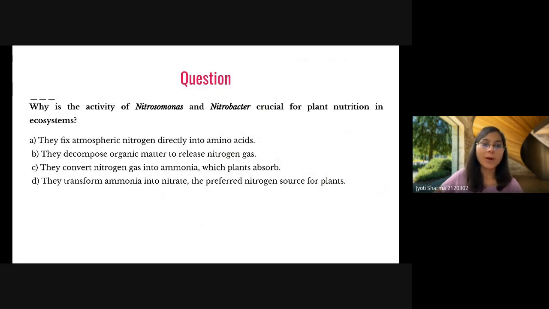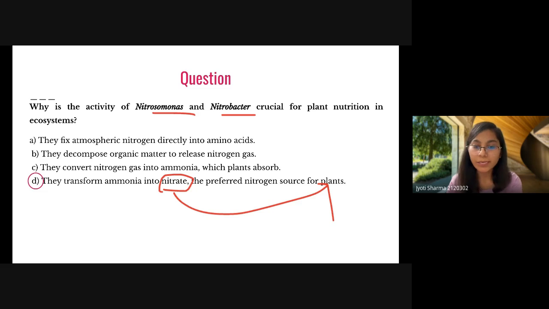Okay, the next question is, why is the activity of nitrosomonas and nitrobacter crucial for plant nutrition in an ecosystem? Because we already have talked, nitrosomonas will convert ammonia to nitrite and nitrobacter will convert this nitrite to nitrate. And that's why they transform ammonia to nitrate, and this nitrate, whatever will be produced after nitrosomonas and nitrobacter, will be taken up by the plants. Okay, so that's why D is the right answer for this question.